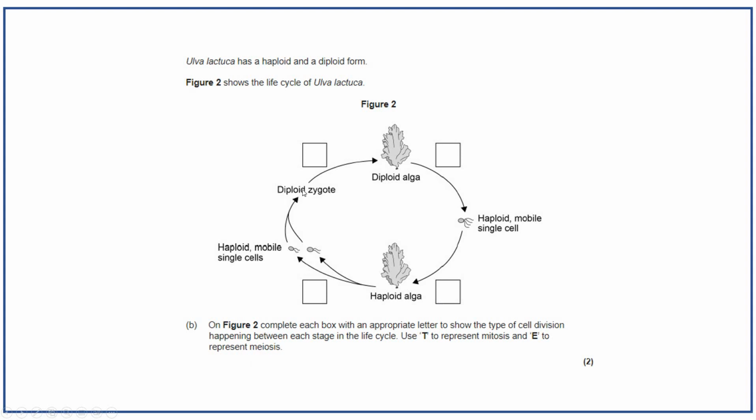So again, I would write where it says diploid, 2N, 2N, haploid, N, N, N. So where it goes from 2N to N has got to be meiosis. So that's got to be E. And then because it's just going from N to N, this has just got to be T. And because it's going from 2N to 2N, again, that's got to be T. So these three are T. This one is meiosis.